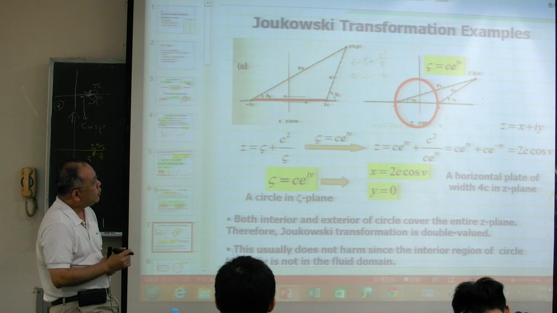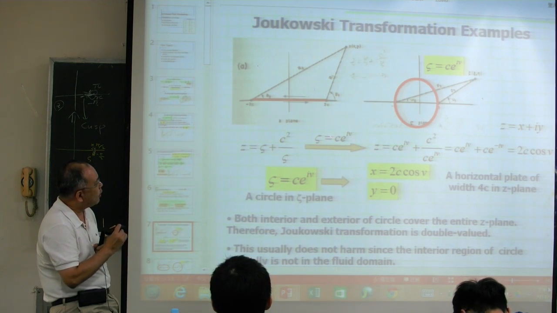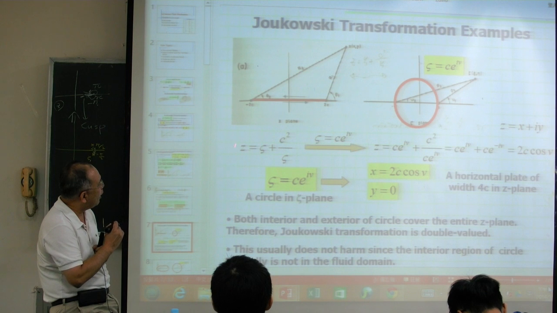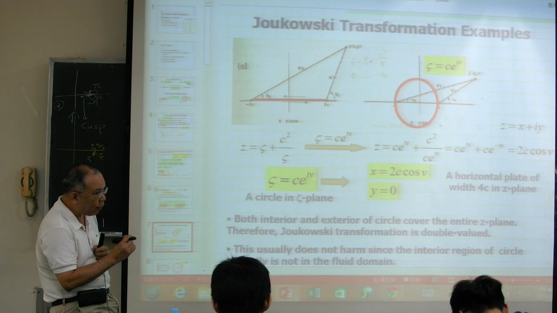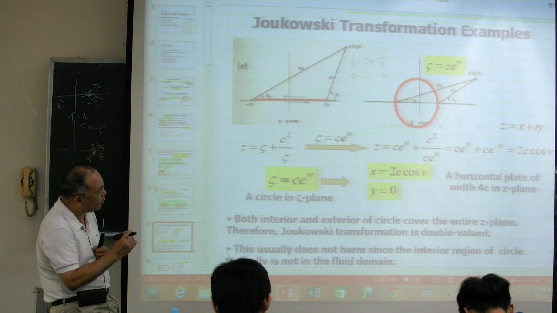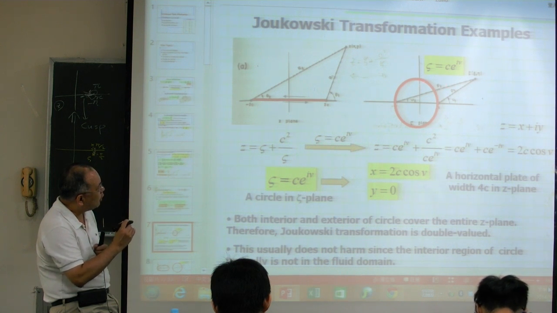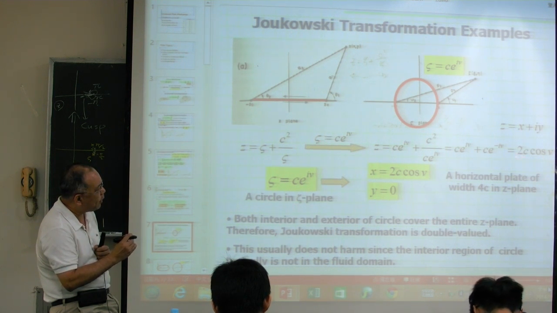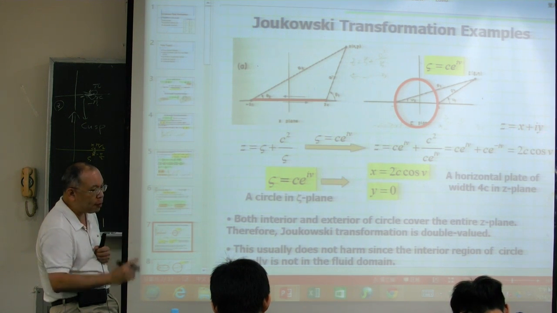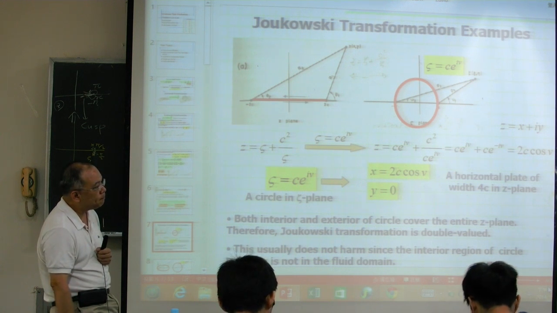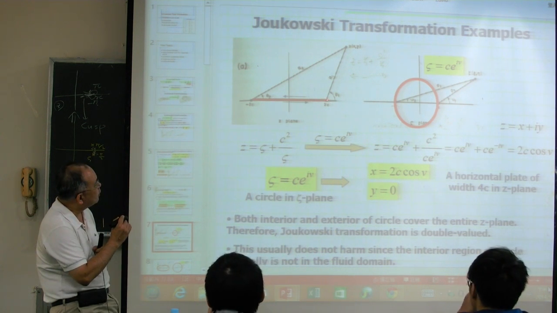As you can see from this transformation, we just plug this into the transformation function to find out what happened to Z. Z is all real, right? Because Z is equal to X plus iY, where this is the real part of Z and this is the imaginary part of Z. Through the transformation of this circle, we find that in the Z plane only the X real part exists. There is no imaginary part. Y is equal to 0. So if you plot this, it becomes like this.